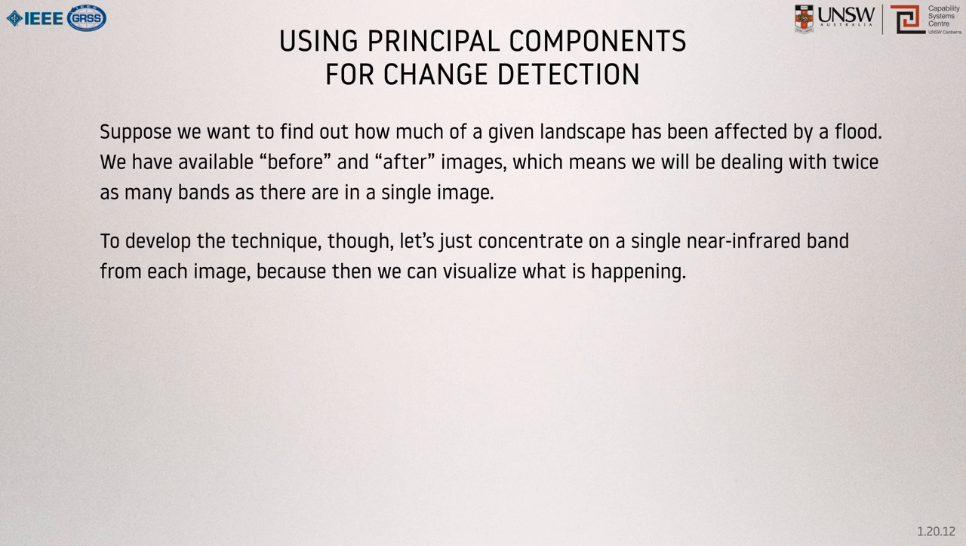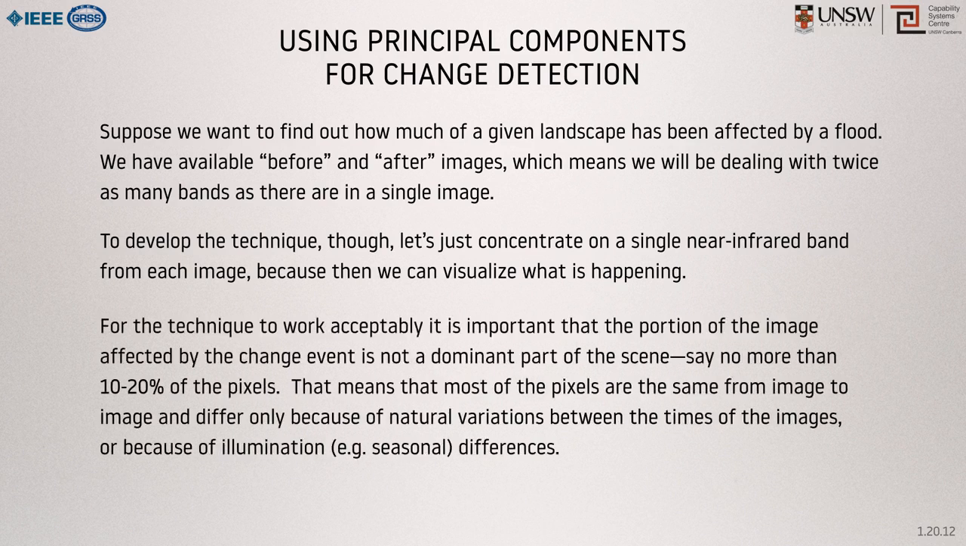As will become clear, it is important, if the technique is to work well, that the number of pixels in the image which change as a result of the event of interest not make up more than about 10 to 20% of the scene. All other pixels remain the same from image to image, apart from natural variations and possible seasonal differences, which give rise to changes in the level of solar irradiation.